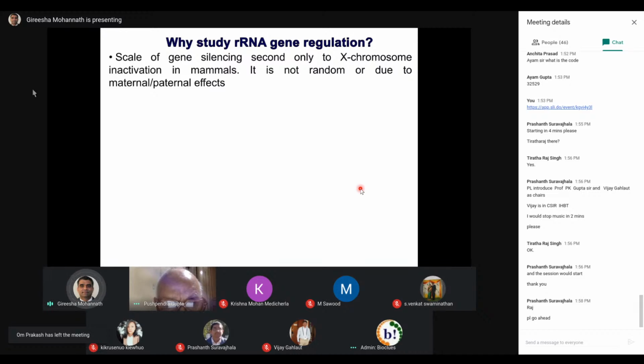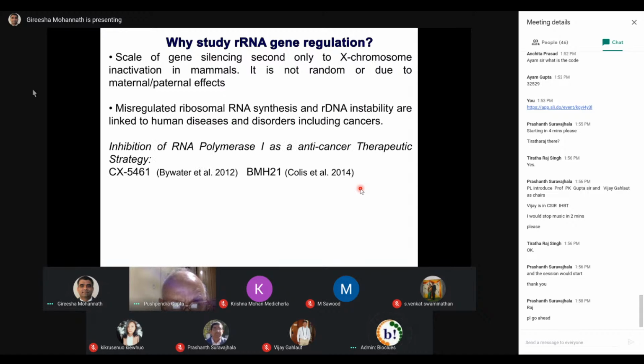But it is not random or due to maternal or paternal effects, which means there are some genetic mechanisms involved in gene silencing. So we would like to uncover those mechanisms in the long run. And the misregulated rRNA gene synthesis and instability are linked to several human diseases, mainly cancers. A part of that we are doing in our lab.